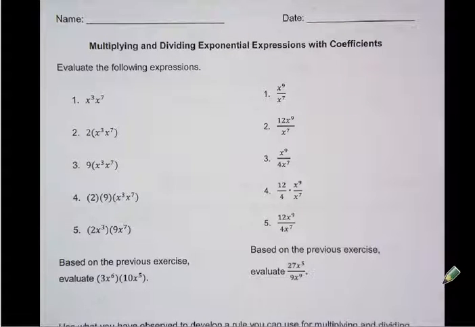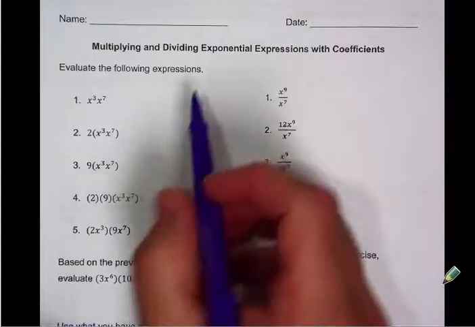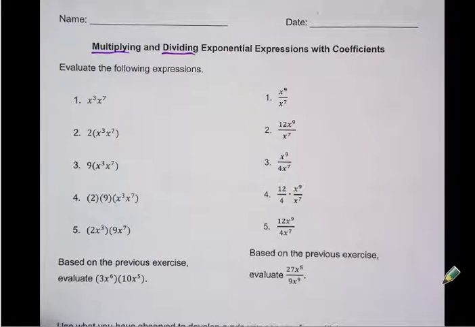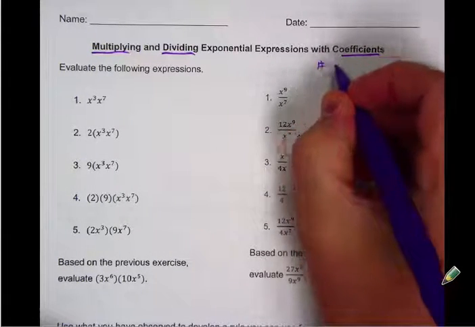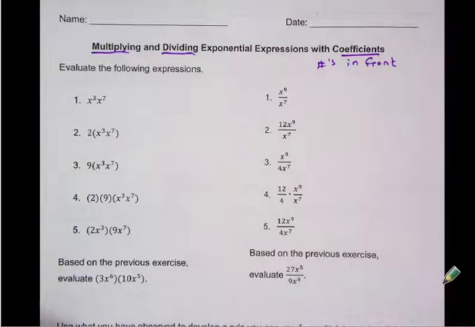Good morning. Today we're going to start looking at multiplying and dividing exponential expressions with coefficients. Of course, multiplying and dividing is referring to the product and quotient rules. Coefficients are numbers in front. To do this, let's take a look at a couple of breakdowns.